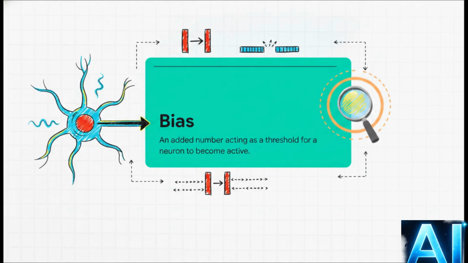Enter the bias. A bias is a number we tack on to that weighted sum to act as a threshold. Say we add a bias of -10. Well, now that weighted sum absolutely has to be greater than 10 before the neuron actually lights up and passes the message along. It's basically a threshold for meaningful activation.